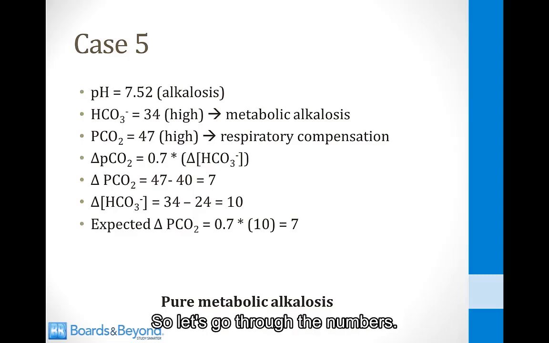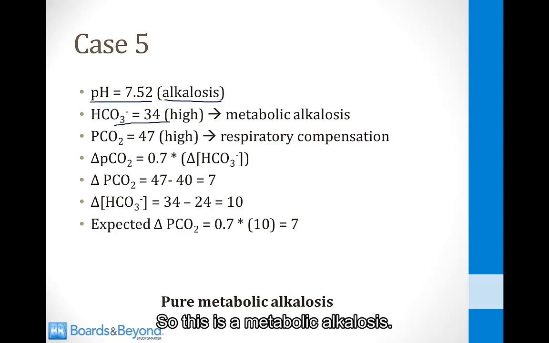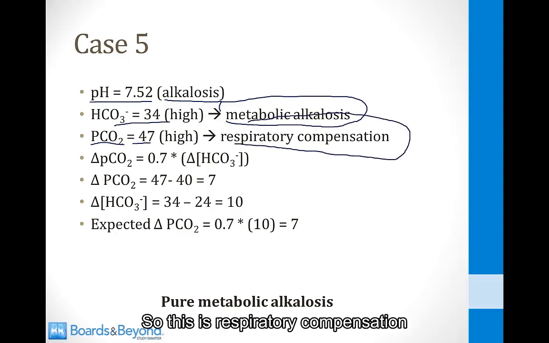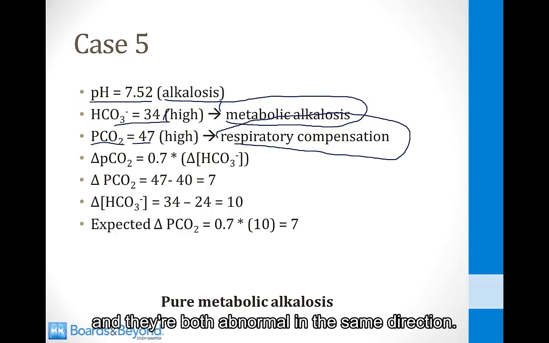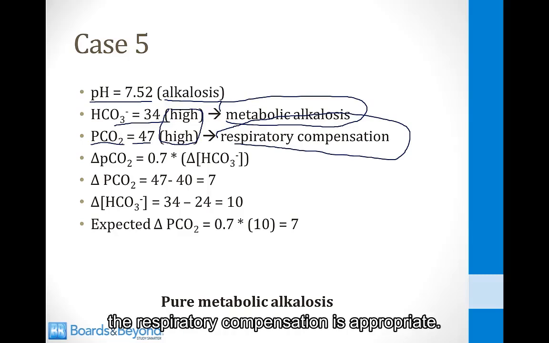So let's go through the numbers. The pH is 7.52, and that's high, so we have an alkalosis. The bicarbonate is 34, and that's also high. Recall that normal is 24, so this is a metabolic alkalosis. PCO2 is also high at 47, so this is respiratory compensation, and they're both abnormal in the same direction. They're both high, so a mixed disorder is less likely. But still, we're going to check to make sure the respiratory compensation is appropriate.